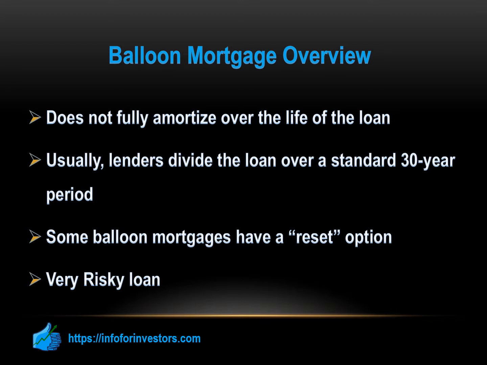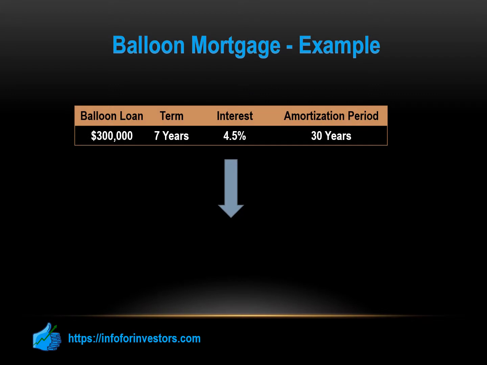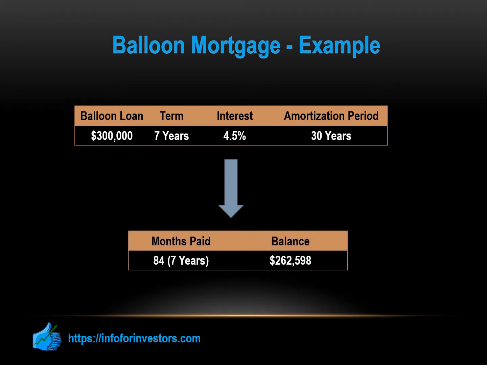And here's another example. Let's look at what's going to happen if the borrower takes out a balloon loan for $300,000 with a term of 7 years and an interest rate of 4.5% with an amortization period of 30 years. He will not be paying off the loan for that entire 30 years, but will only make payments for 7 years. He would then be left with a balance of $262,598 after 84 months of making payments. This will be the total amount that the borrower will have to pay as a lump sum payment.